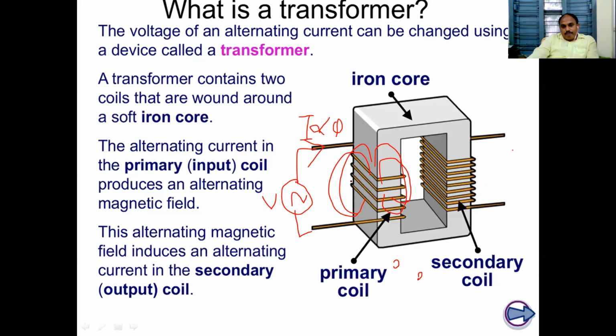EMF will be induced in the primary coil. That is called self-induced EMF. The flux produced by the primary coil links the same coil, so EMF is induced in the primary coil. That is called self-induced EMF.